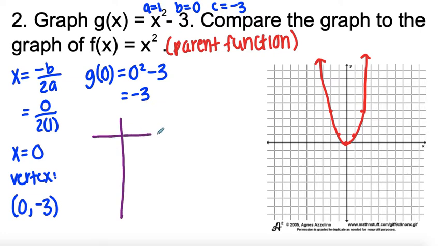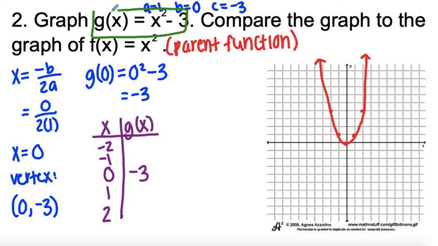And then now I'm going to create my chart again. So I have x and g of x. I'm going to put my vertex in the middle, so I have 0, negative 3. I'm going to pick 2 points above and below that x coordinate, so I have negative 2, negative 1, then 1 and 2. And then now I'm going to plug those values into my function here to find my g of x.